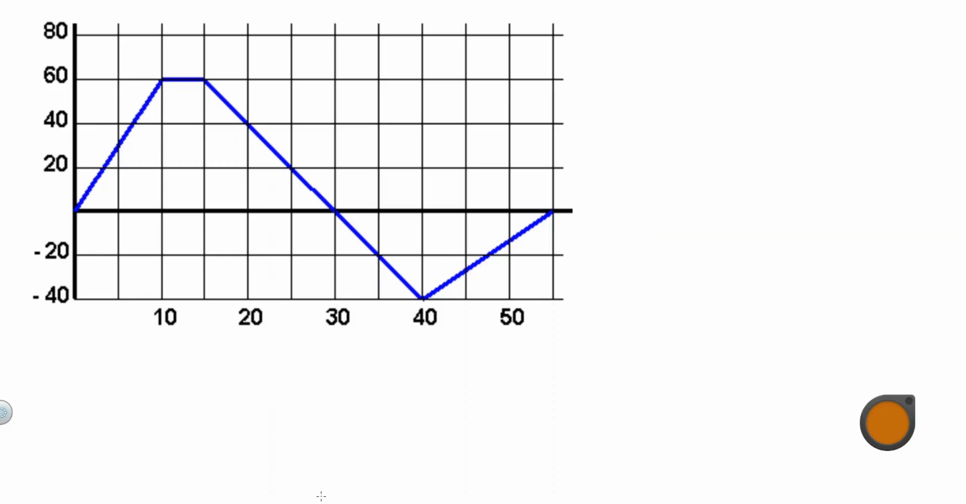Right, this graph is a bit more complicated, a bit more complex. What you've got here is velocity, which we'll call meters per second, and time, in seconds. It starts off at 0 meters per second, and velocity increases up to 60 meters per second.